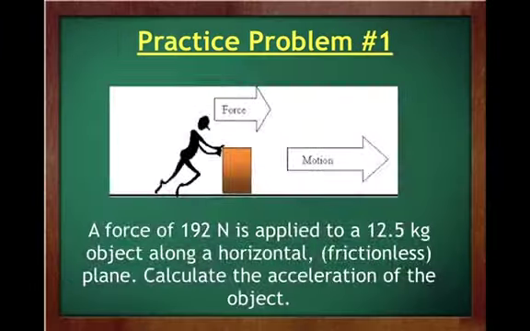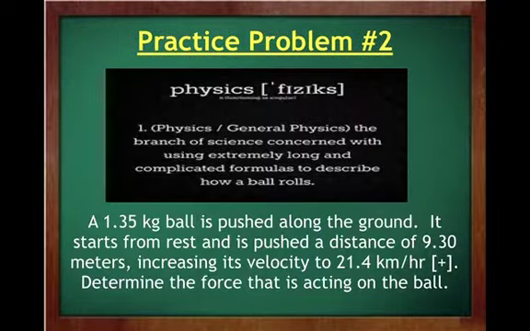All right, so there's your solution, and here we go. So here's sample problem number 2. In this case, we have a 1.35 kilogram ball pushed along the ground. It starts from rest and is pushed a distance of 9.3 meters, increasing its velocity to 21.4 kilometers per hour. Determine the force that is acting on the ball.